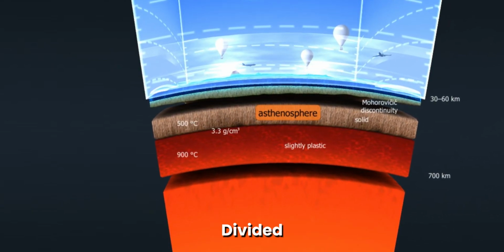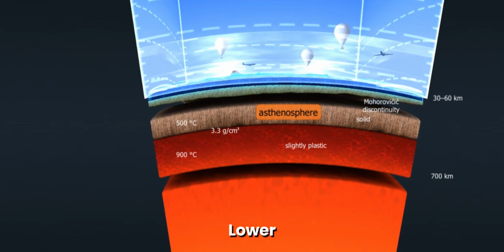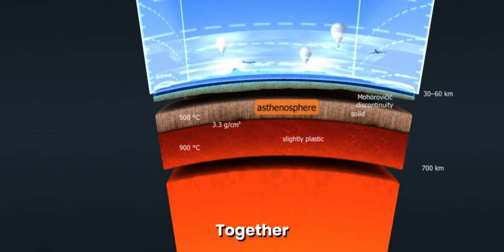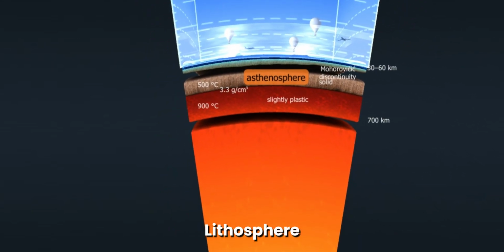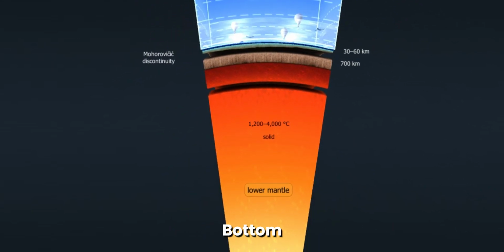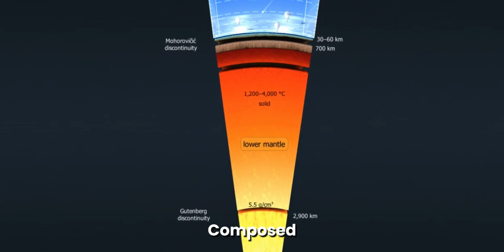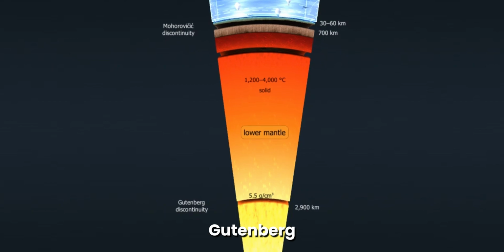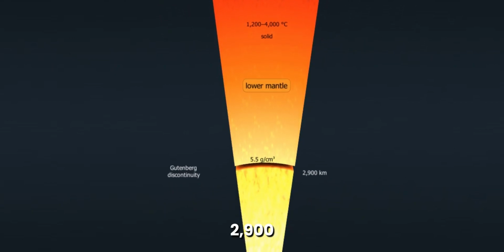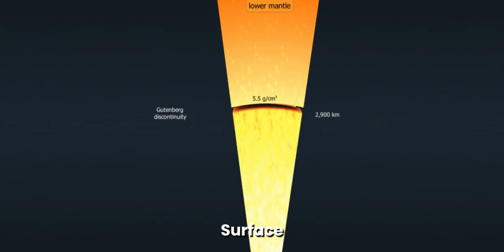The mantle is divided into 2 zones, the upper and the lower mantle. The upper mantle extends to a depth of about 700 kilometers. Its upper layer is solid. Together with the crust, it forms the lithosphere. The molten layer located at the bottom of the upper mantle is called the asthenosphere. The lower mantle is composed of solid rocks. The amount of heavier, metallic components found in the lower mantle increases with depth. The mantle-core boundary, called the Gutenberg discontinuity, is located 2,900 kilometers below the Earth's surface.